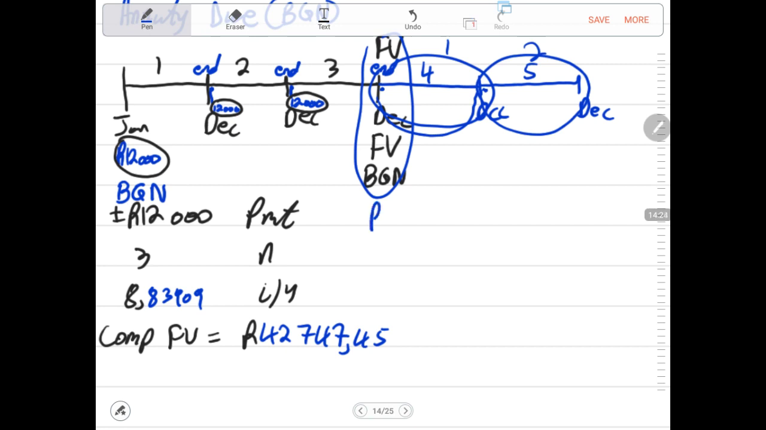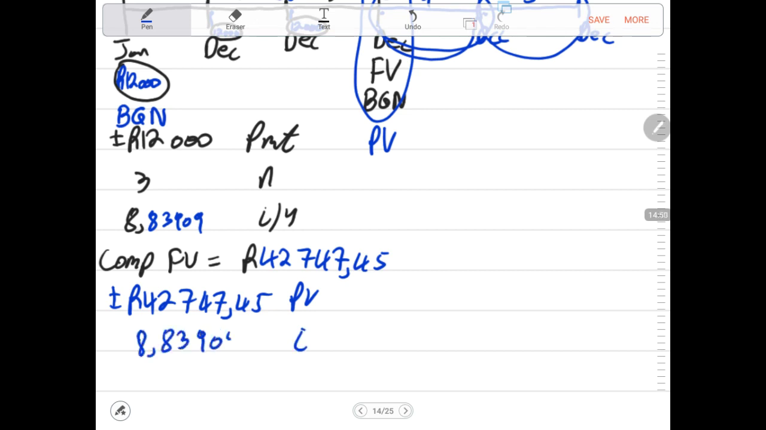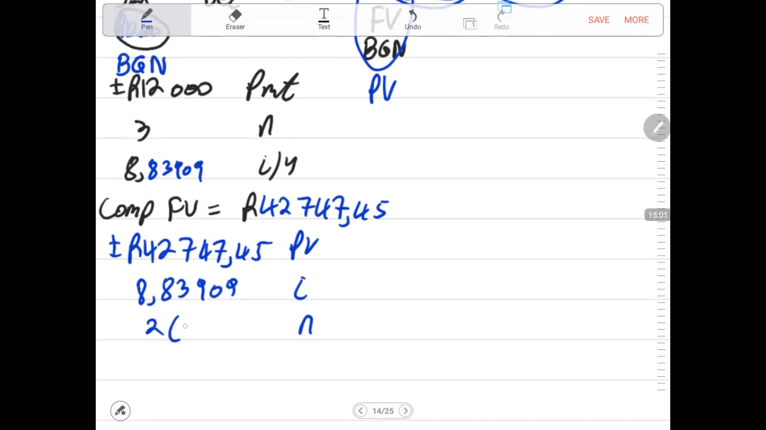That means this future value becomes now again the present value. So if it becomes the present value, that means we say plus minus 42,747 rand 45 cents is the present value. Then I will be calculating the new future value. Our interest per annum is 8.83909. Our N obviously will be the number of years, which is 2 years, year 4 and year 5. If you want, you can say 5 minus 3, which will give you 2 years.